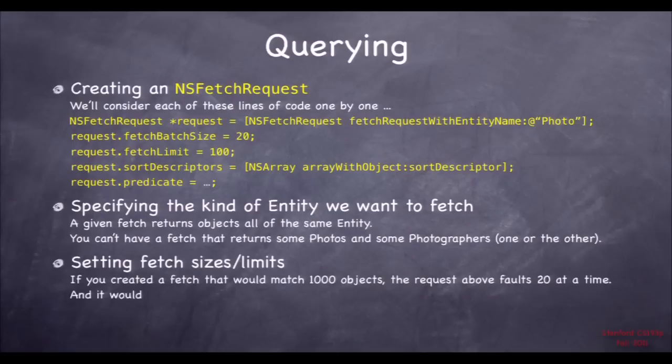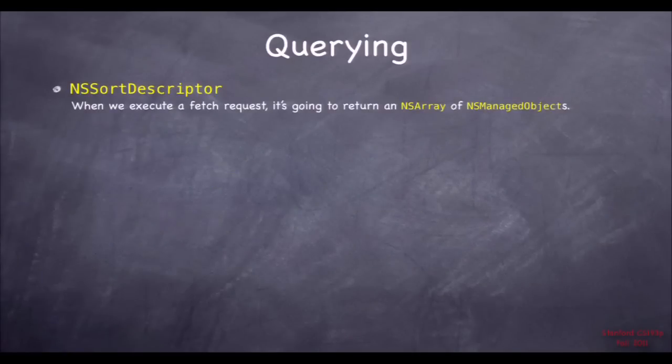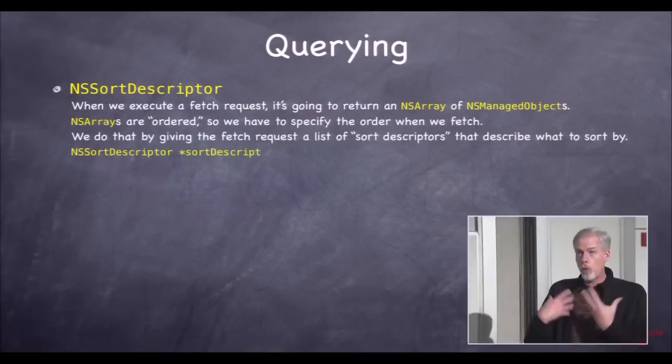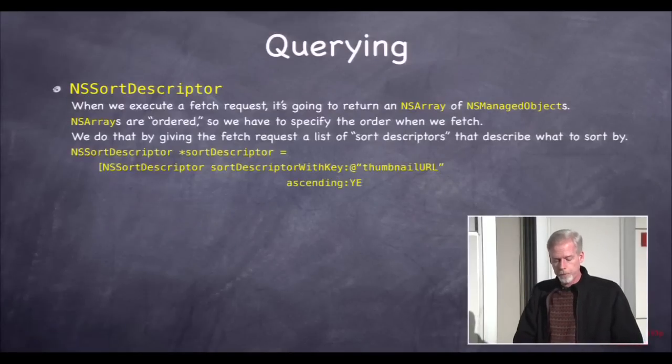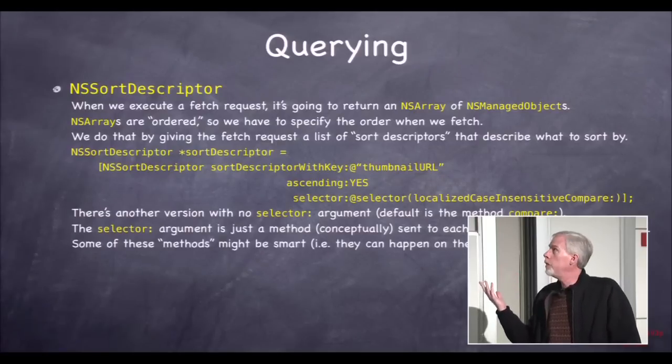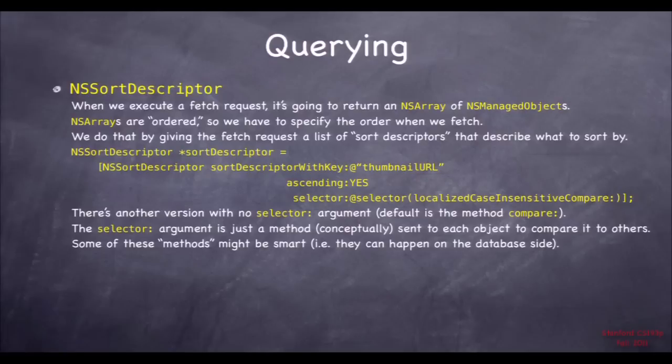I'm going to skip the size and limits, but suffice to say you can get them in batches. You don't need to do that for your homework. You're going to have small amounts of data anyway. The sort descriptor, like I say, specifies the order of the array you're going to get when you execute this fetch request. The sort descriptor is created using this method, sortDescriptorWithKey, on NSSortDescriptor.